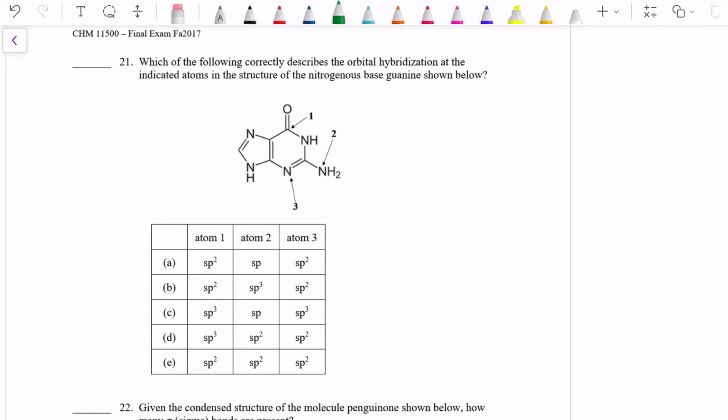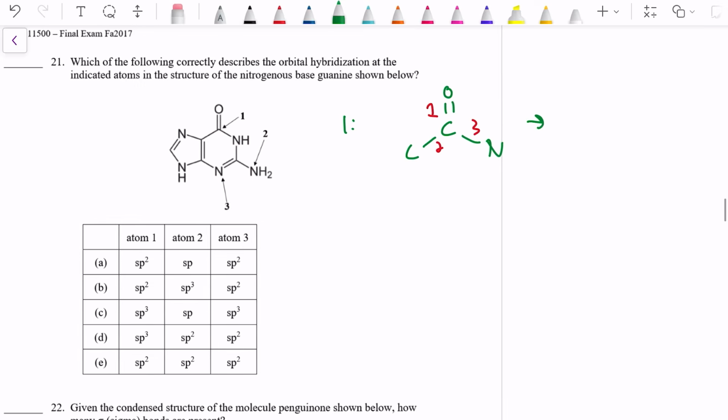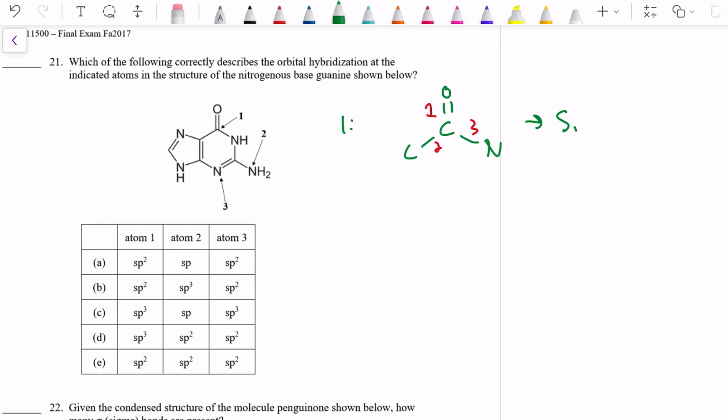21. Which of the following correctly describes the orbital hybridization at the indicated atoms in the structure of the nitrogenous base guanine shown below? Okay. So in order to figure out the hybridization of a given atom, we need to know how many bonds it's forming with different atoms and then how many lone pairs it has. So let's start with atom 1. It's a carbon with a double bond up to an oxygen up top, and then it has a bond to some other carbon, and then a bond to, well, actually that's a nitrogen. And it has 1, 2, 3 different bonds to atoms, and it has 0 lone pairs. So therefore, if it has 3 of those regions, I know this is going to be sp2 hybridized. Okay, let's look at atom 2.